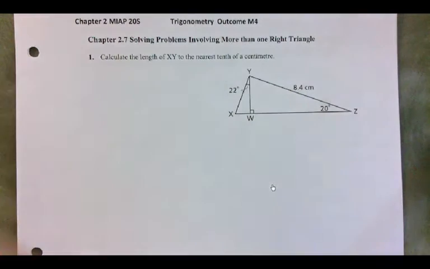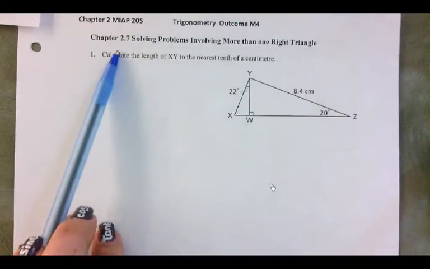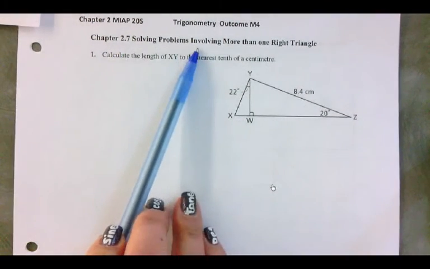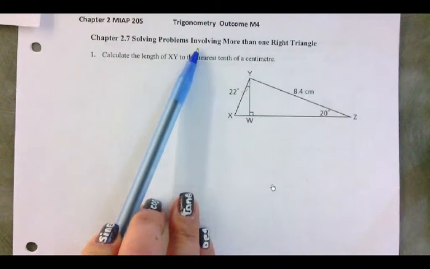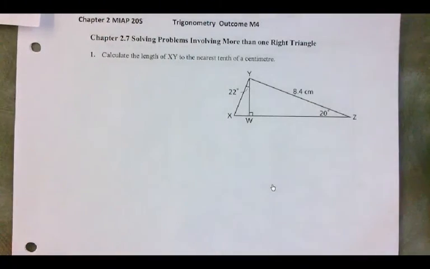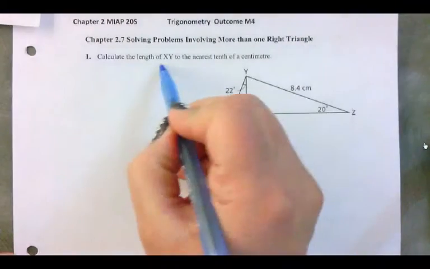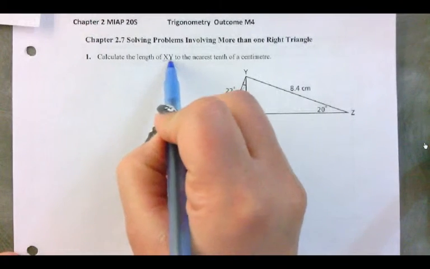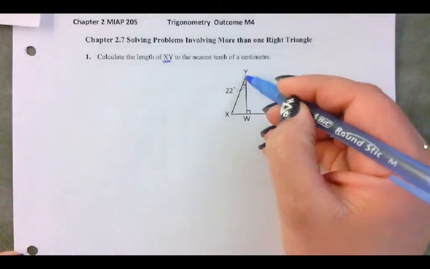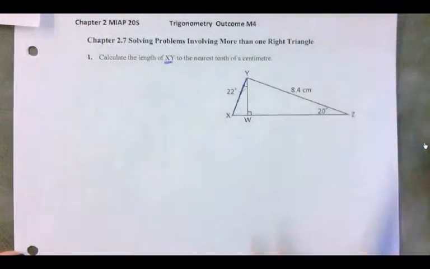Okay, so in this video we're going to look at 2.7. This is where we have more than one right-angled triangle and we have to solve the problem. Well, it's not really a problem, it's just more of solving the missing side or the length that we need. So in this case here, we actually want to find what XY is. So XY is right here. That's this length.